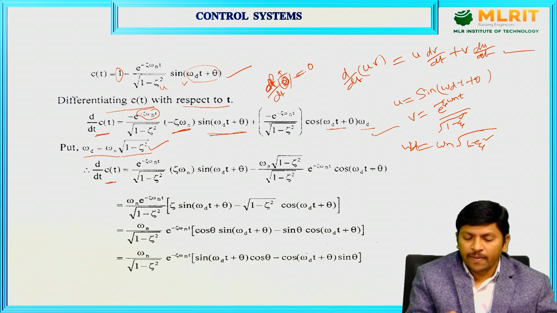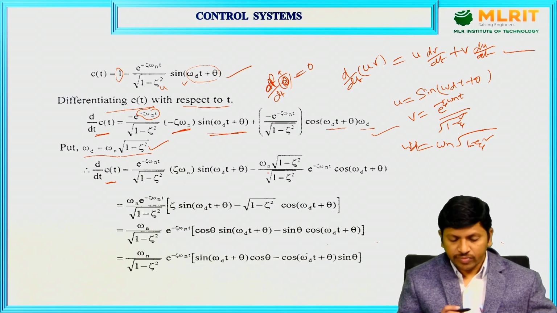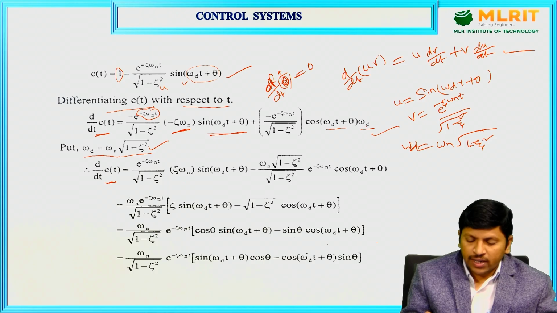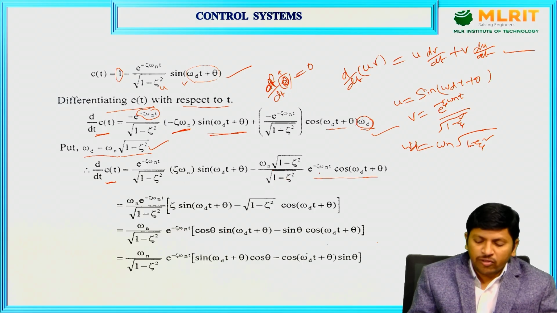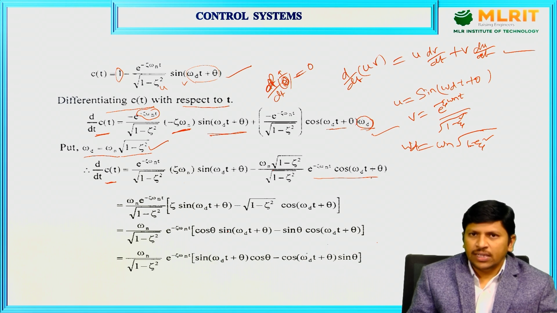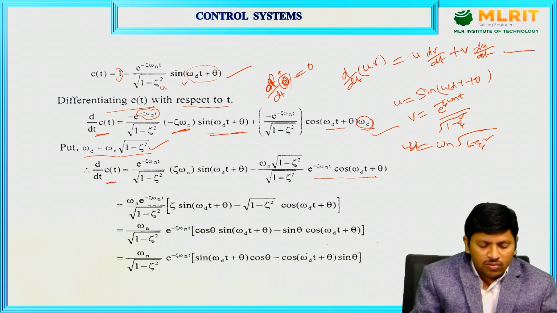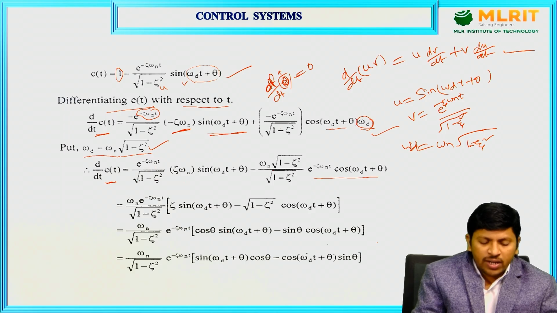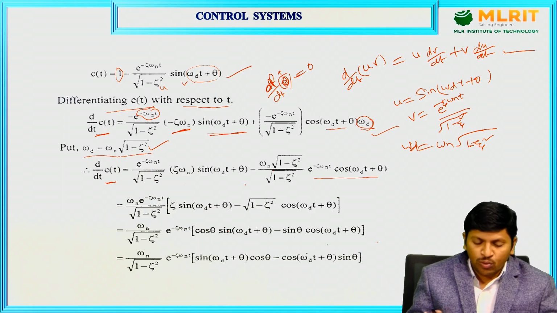And here, this is a negative term, so minus omega n. Omega d is nothing but omega n into under root 1 minus zeta square, in place of omega d I am going to write that, and the denominator under root 1 minus zeta square, this term I am directly writing here, so e power of minus zeta omega n cos of omega dt plus theta. Now let's see, here e power of minus zeta omega n t, all these terms are available. Okay, good.